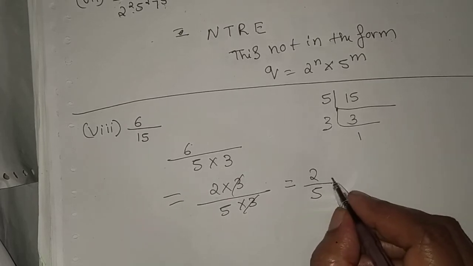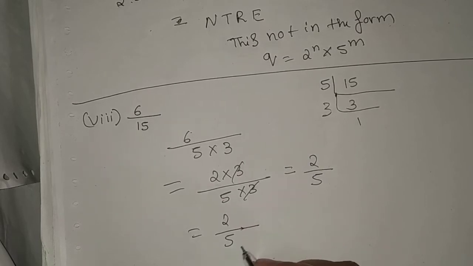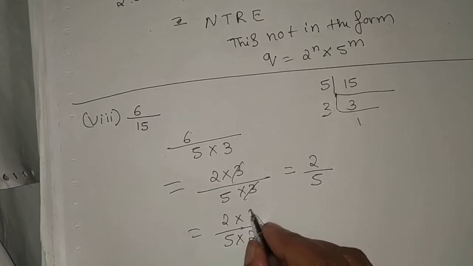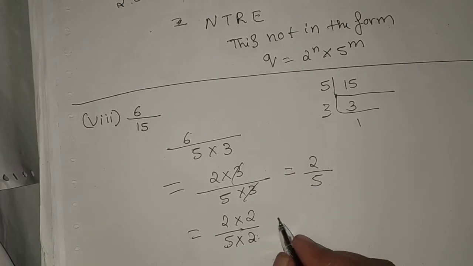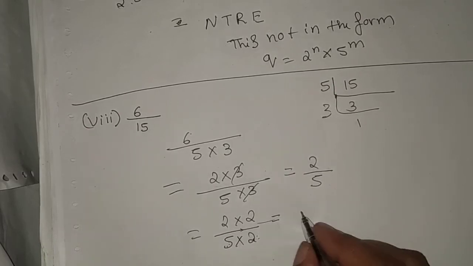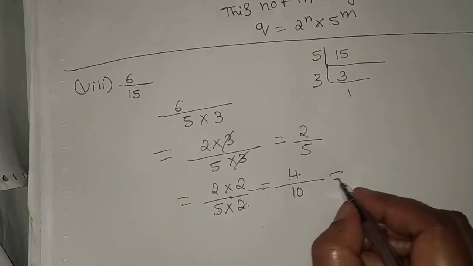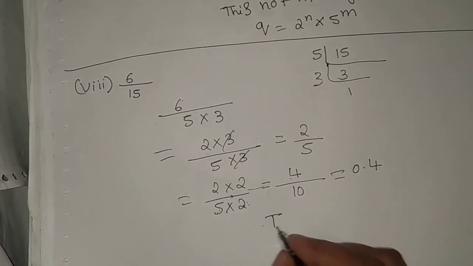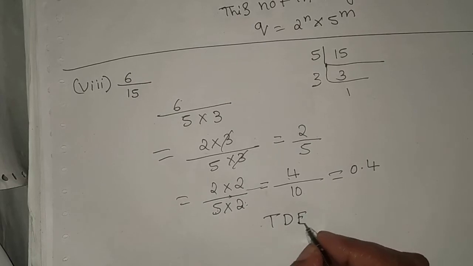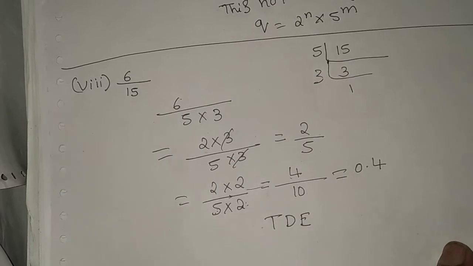What we have to include now? 2 by 5. So take 2 by 5 and multiply by 2. So this is in the form we got, that is 2 power n 5 power m form. So now finally we can multiply this. We have 4 by 10. So 4 by 10 we get 0.4. So this is in the form TDE, that is terminating decimal expansion. So this is the eighth problem. We move on to the ninth one.